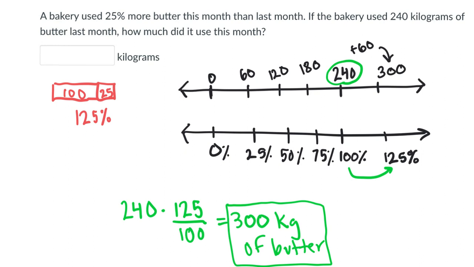So I personally think the double number line is a really good visual way to see it, but it is also the longer way to do these problems. The good thing about the double number line also is it is pretty helpful if we're going backwards from what we had. So I'm going to put my answer in there, 300 kilograms. Let's go on to the next one.